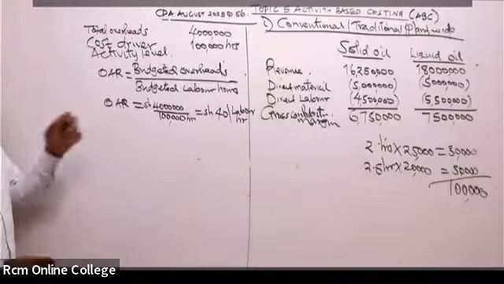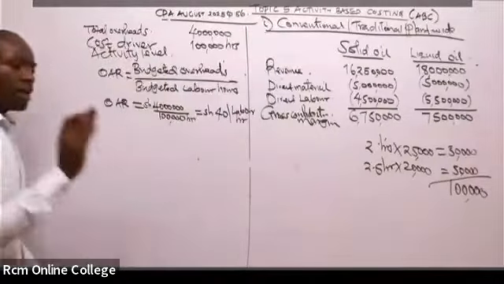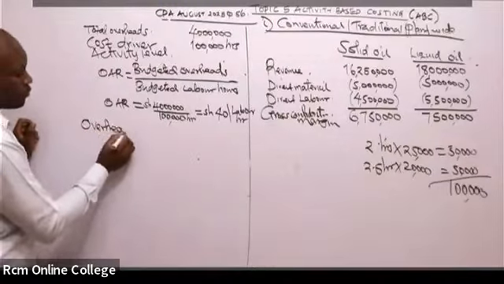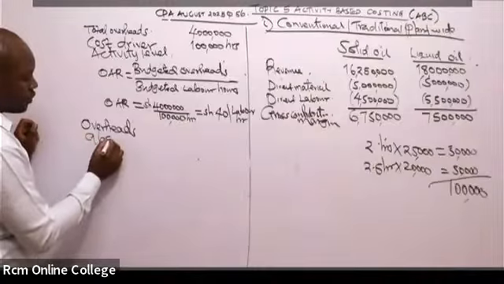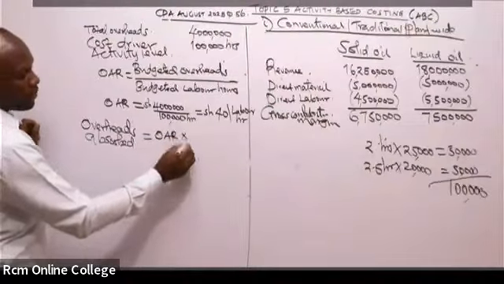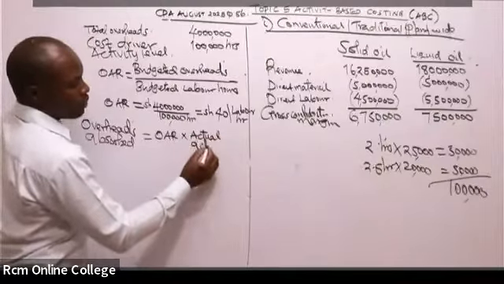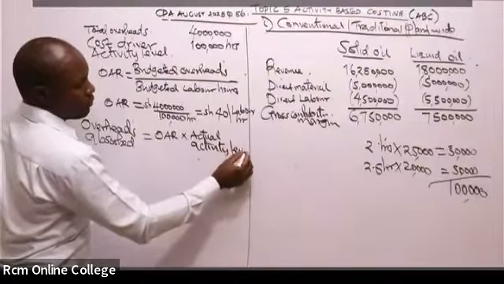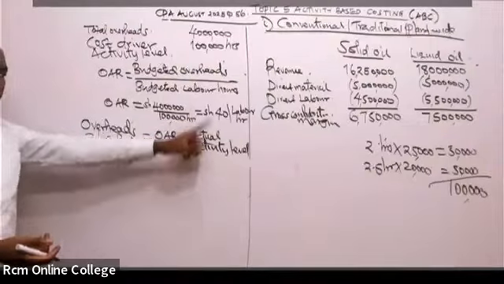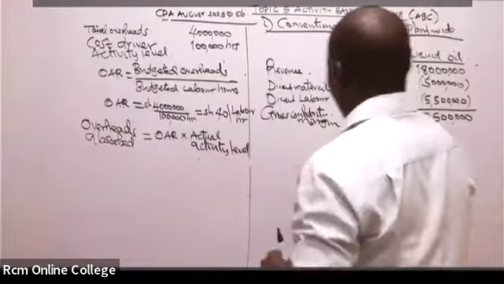Good. So back to this. Again, remember we are still referring to what we did in topic number 4. Again, we talked about overheads absorbed. Overheads absorbed is equal to overhead absorption rate times actual activity level. We want to know the overheads that will be absorbed into the production process.